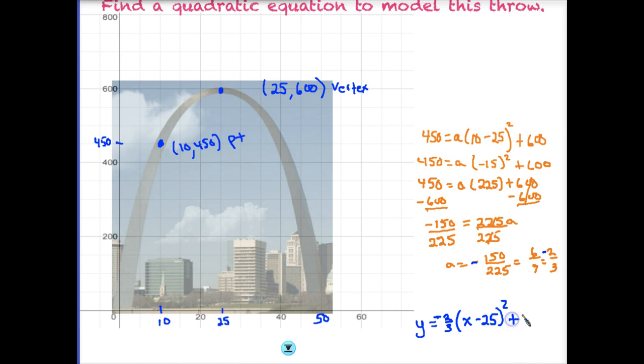squared plus 600. Okay, and that's how we build equations given contextual scenarios. And that concludes our lesson today on finding a quadratic equation that models scenarios.